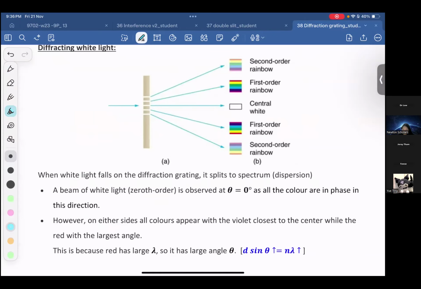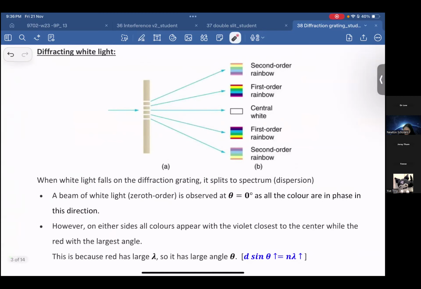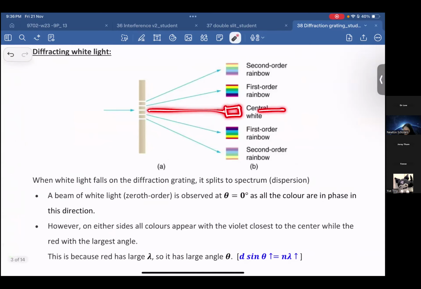Here, white light. If we have white light, the center here still gets a white color. Why? All colors are in phase, so they will join back. So the center here is white light. But when we go to either side, it's a different story. You will find that the purple color, the violet, is closer to the center. Then the red color actually has the largest angle. So near the center is purple, then after that red is further away.